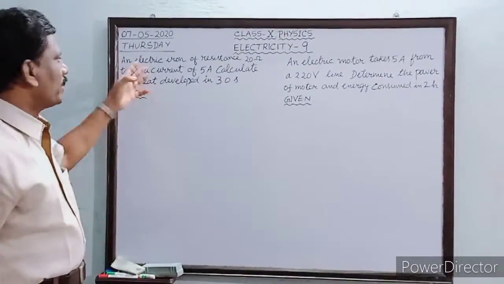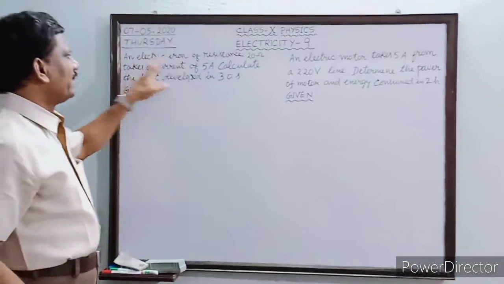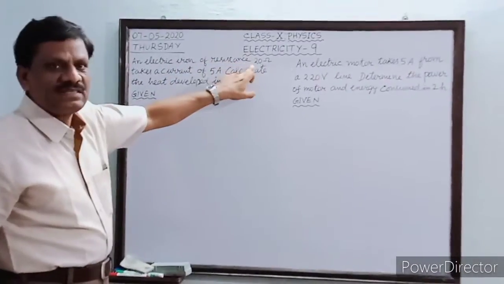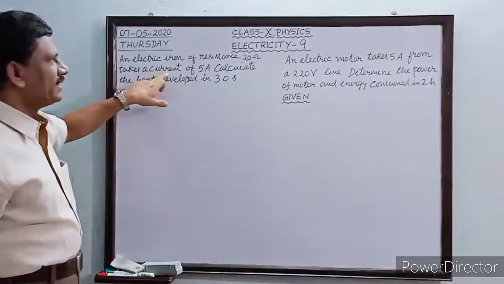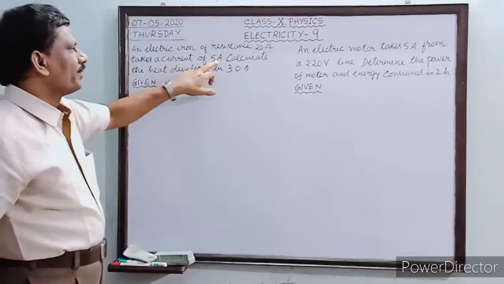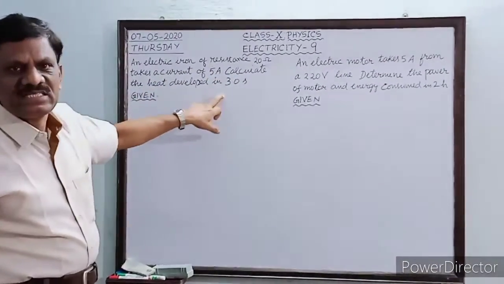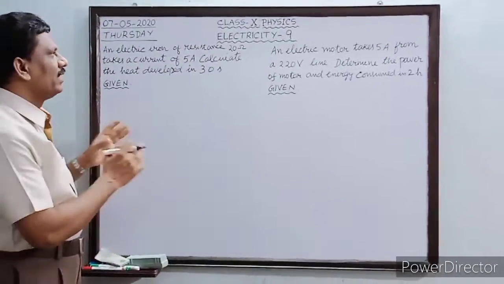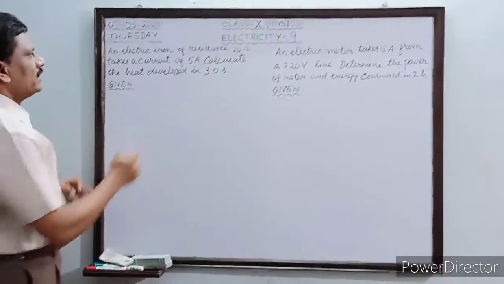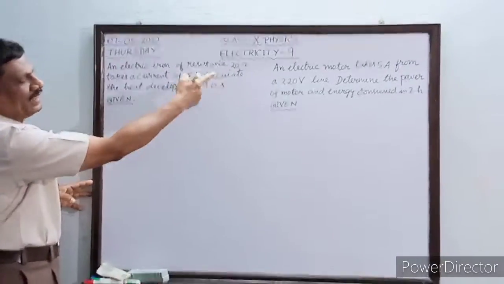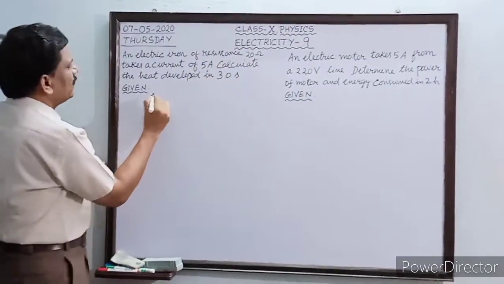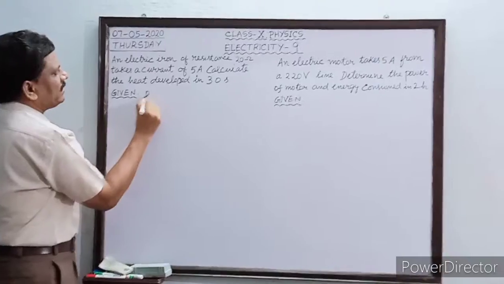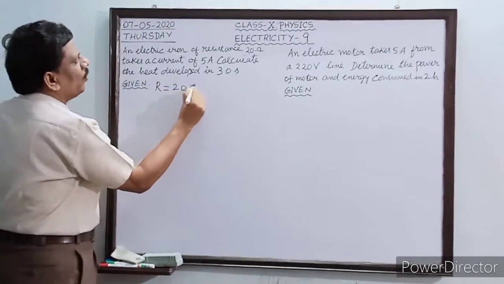Now, look at this problem. An electric iron of resistance 20 ohm takes a current of 5 ampere. Calculate the heat developed in 30 seconds. So first we will write all the information given. The resistance of the iron is given as 20 ohm. So R is equal to 20 ohm.